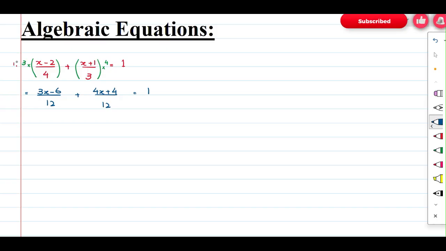Okay, so whenever you're multiplying a fraction, it means the numerator and the denominator both should be multiplied. You're not supposed to multiply the numerator only, not the denominator, right? So whatever operation you're applying on the numerator, the same operation you have to apply to the denominator. Keep that in mind. Okay, now let me simplify.